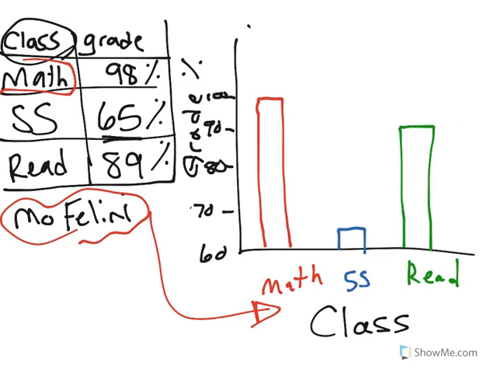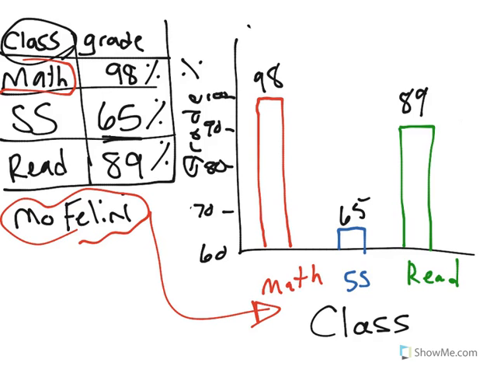It might actually look more accurate if you went from 0 to 100. You could also do that. We're going to talk about misleading charts, because in this chart you might be misled to think that your reading grade is like 5 times as good as your social studies grade. Well, that's not actually true. But for this one, it works, because this one is 65, this one is 89, and this one is 98. So hopefully you know a little bit more about how to make a bar graph.